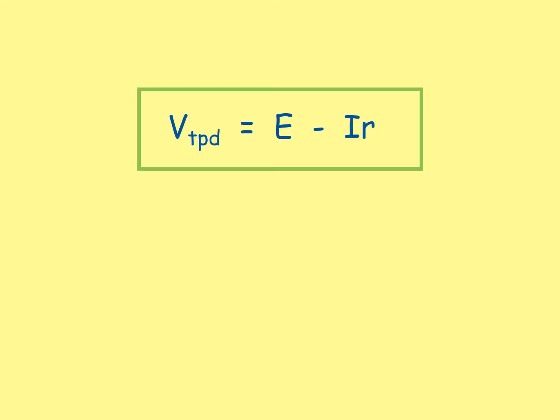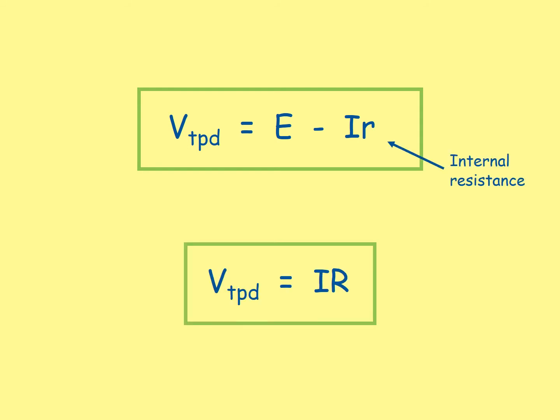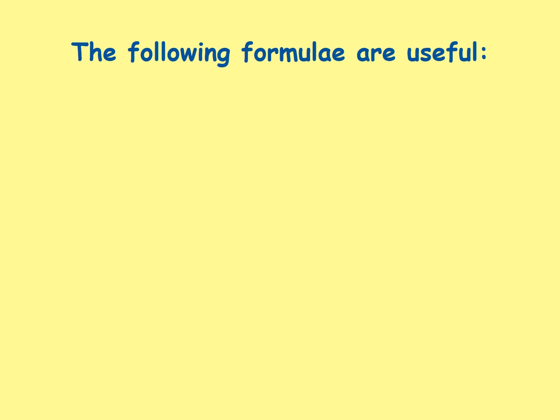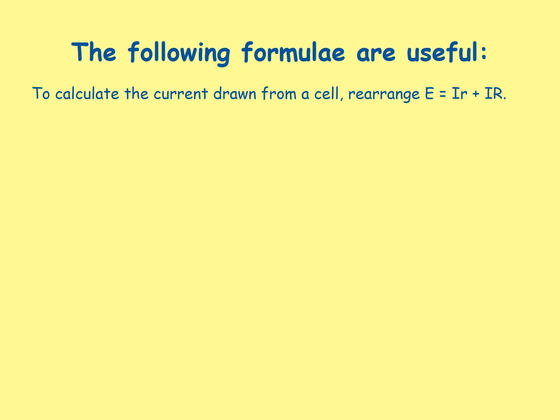Here are our key equations summarized. Our terminal potential difference is equal to the EMF minus our current times our internal resistance. And our terminal potential difference is equal to the current times the load resistance. We have a couple of extra formulae that will be useful to know. To calculate the current drawn from a cell, rearrange our equation EMF equals Ir plus IR. So EMF equals our current times our internal resistance plus our current times our load resistance.